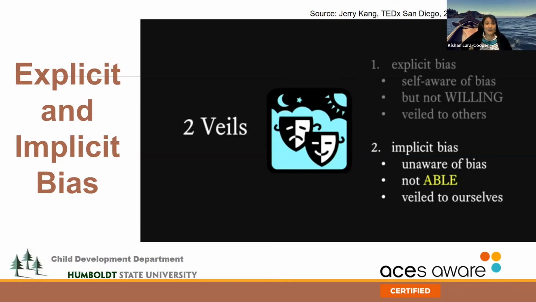And so we have 2 types of bias. We have explicit bias and we have implicit bias. And so explicit bias is the bias that we know that we have. And so we're aware of it. And we may be willing or not willing to unveil this bias to others, but we know that it's there. And we also know that when pockets are nurtured for this bias, that people become comfortable, and so they unveil the bias.